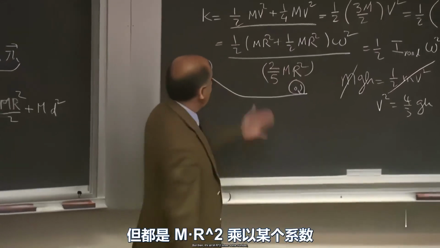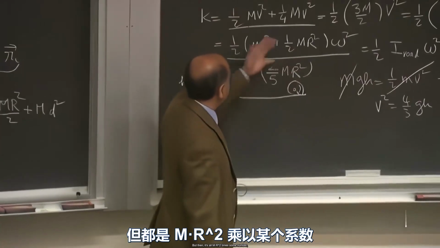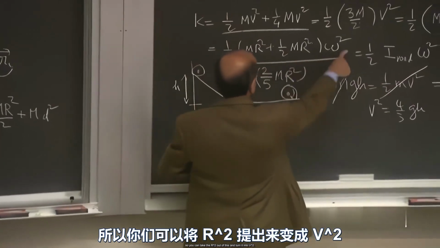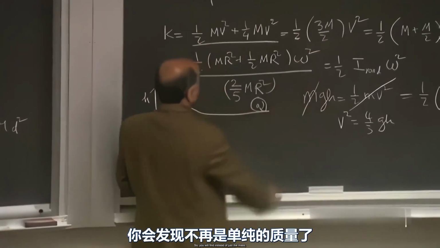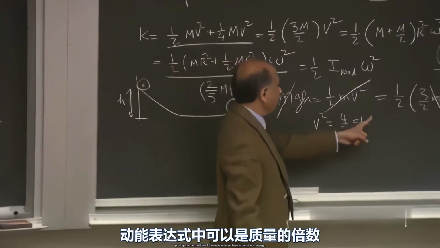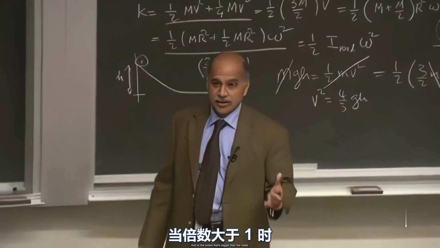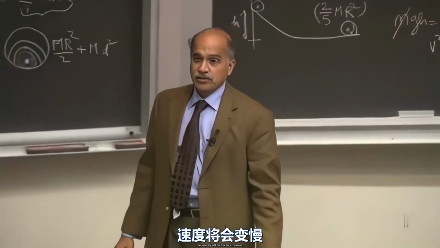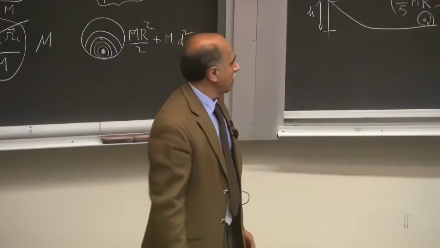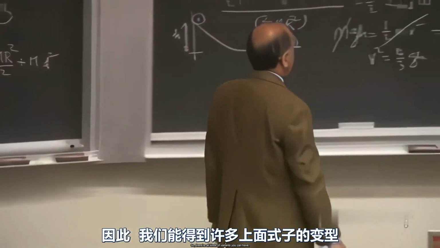It's a different number. But then it's all mr squared times some number. So you can take the r square out of this and turn it into v square. So you will find, instead of just the mass, you'll get some multiple of the mass entering here in the kinetic energy. And to the extent that's bigger than the mass, the velocity will be that much slower. So there are all kinds of variants you can have.